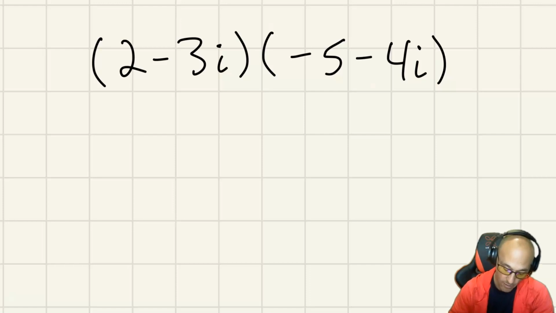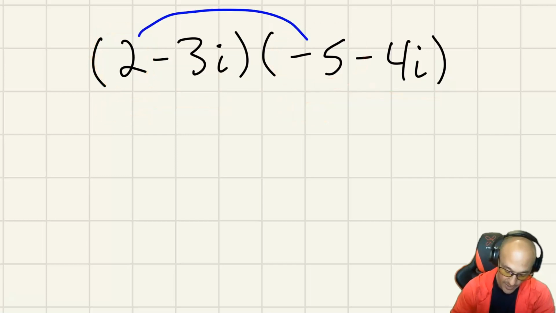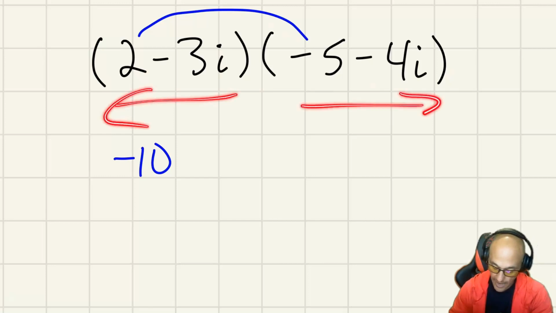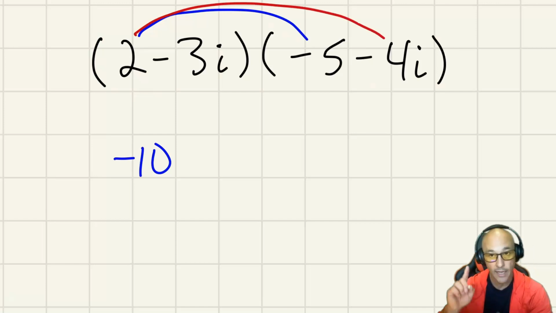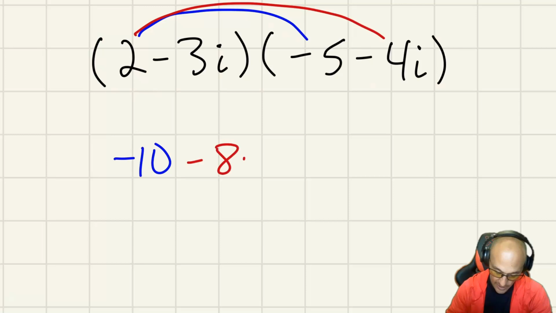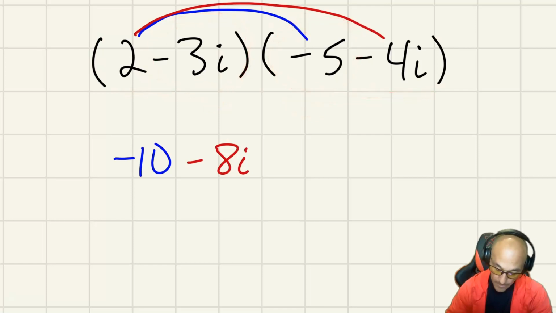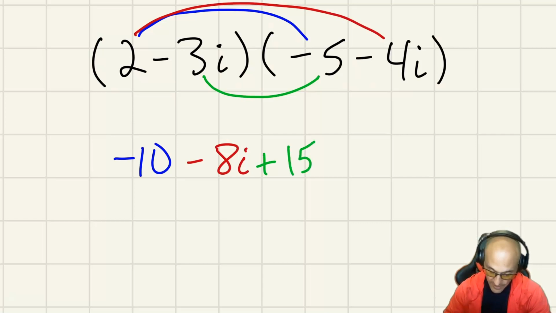So multiplying our first terms together, 2 times negative 5, that's going to be negative 10. And then outers, so 2 times negative 4i, that's going to be negative 8i. And then inners, negative 3i times negative 5 is going to be a positive, because a negative times a negative is a positive, 15i.